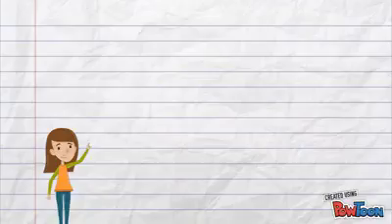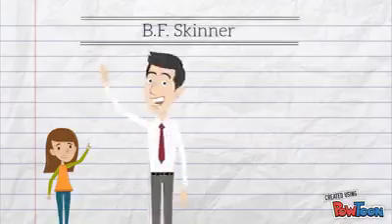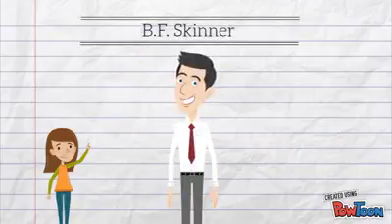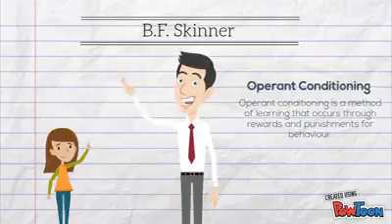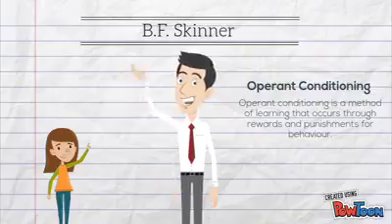B.F. Skinner is one of the most influential of American psychologists. He developed the theory of operant conditioning. Operant conditioning is a method of learning that occurs through rewards and punishments for behavior.